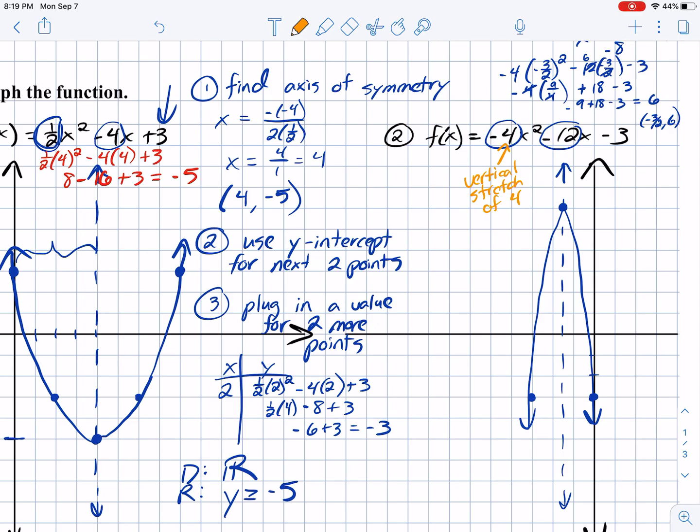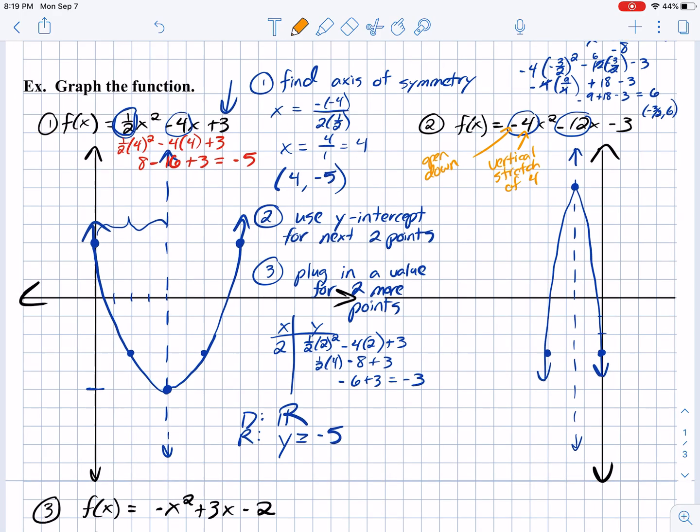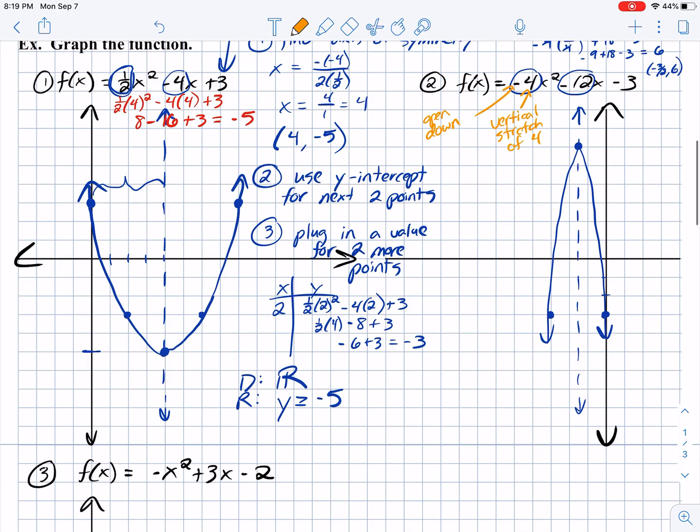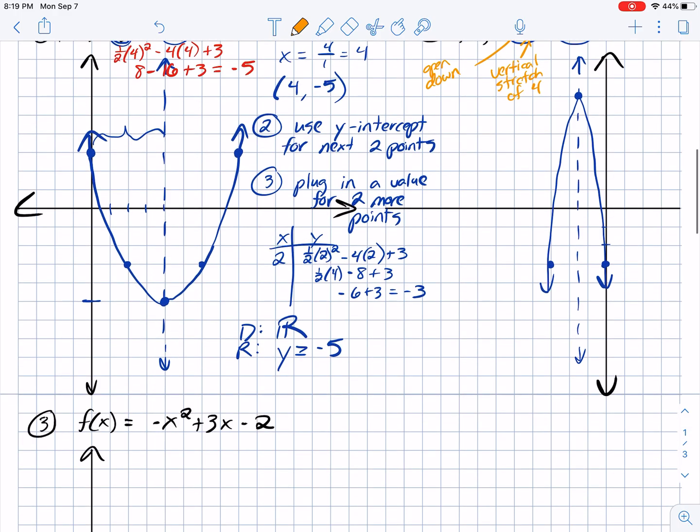And then the negative makes this graph open down. Another way we describe that is we say it reflects over the x-axis. Same thing on number 1. This graph was wider than your parent function because that 1/2 is a vertical compression by a factor of 1/2.